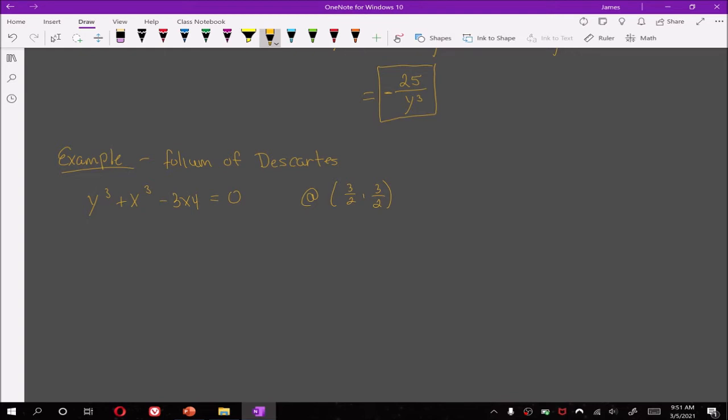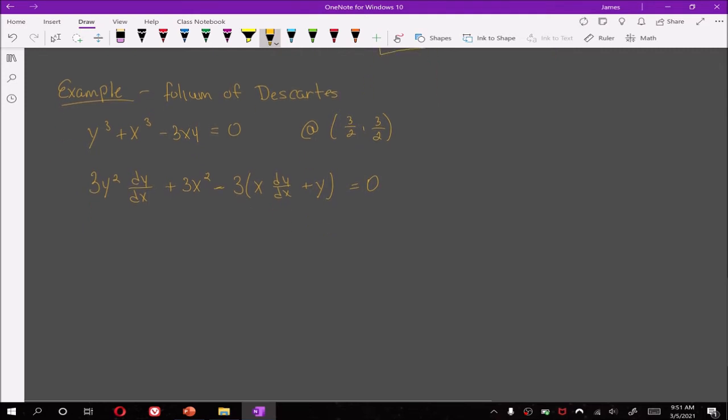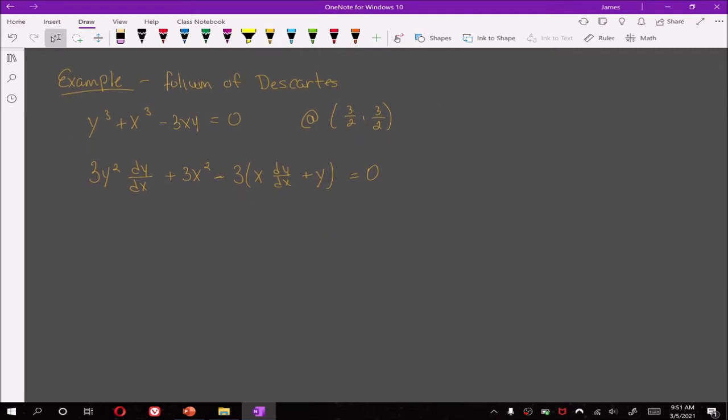All right? We have to follow the same steps. So, 3y squared dy dx plus 3x squared minus, now this is a product rule. So let's actually write the 3 on the outside, minus 3 times first times derivative of the second plus second times derivative of the first, and that will equal 0. All right. Let's distribute that negative 3 through.